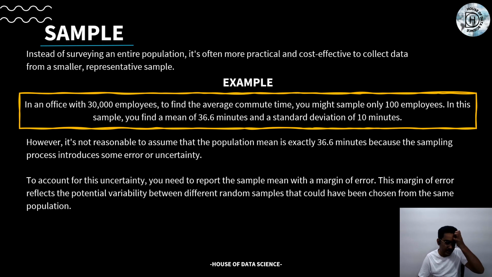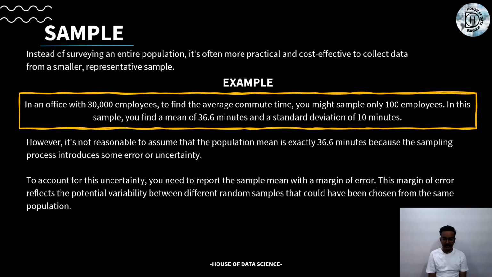So now suppose in an office there are 30,000 people and you have to find the average commute time. You can use a sample of 100 people and you can find that the mean of these people is 36.6. So it is not reasonable to assume that the population mean is 36.6 because a sample introduces some error. Okay, so when we find the sample, we cannot say that it will be the same for all. So now there would be a margin of error, right?